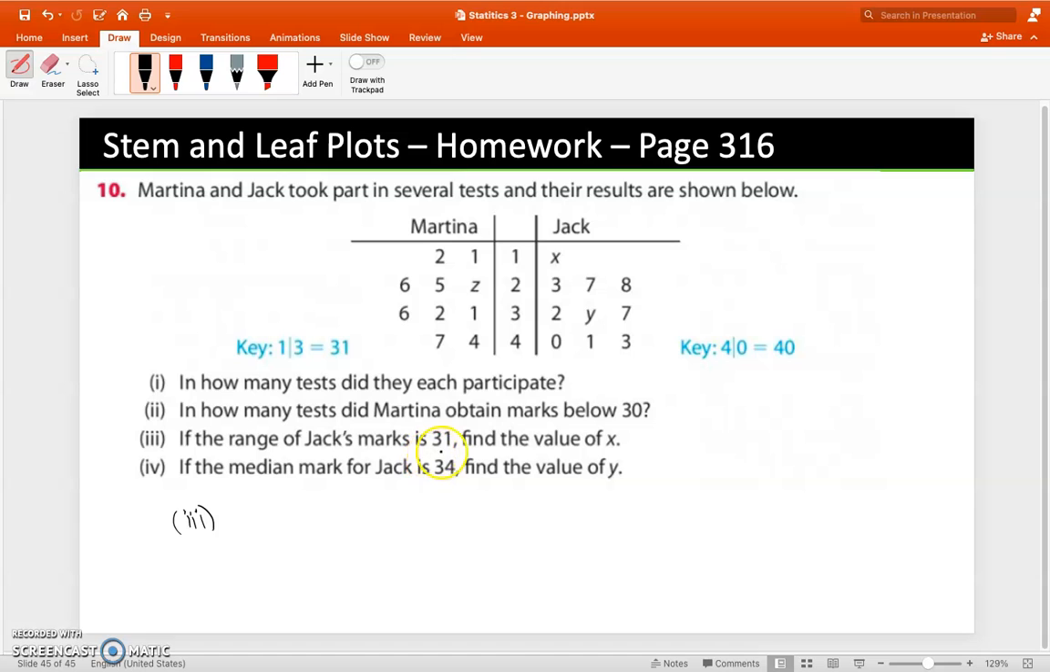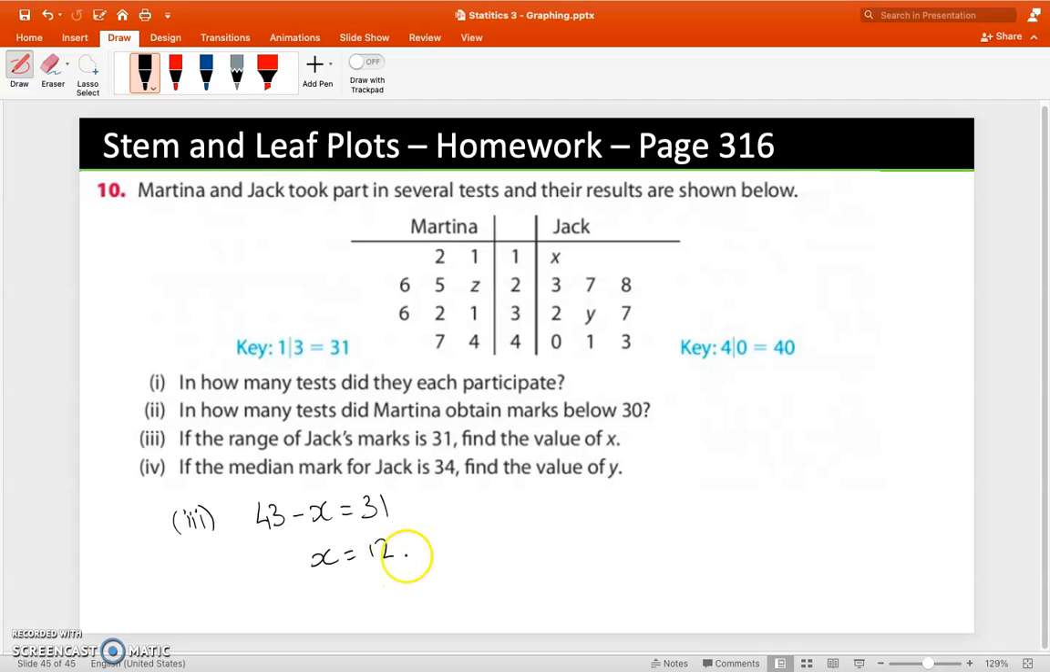So it says that Jack's mark, the range is 31, and we want to find x, which is here. So the range is the biggest number, take away the smallest number. So it's 43, take away x is equal to 31. So we want to find out what this x is. So 43 take away what gives you 31? Well, 43 take away 12 gives you 31. So my x is going to be 12.